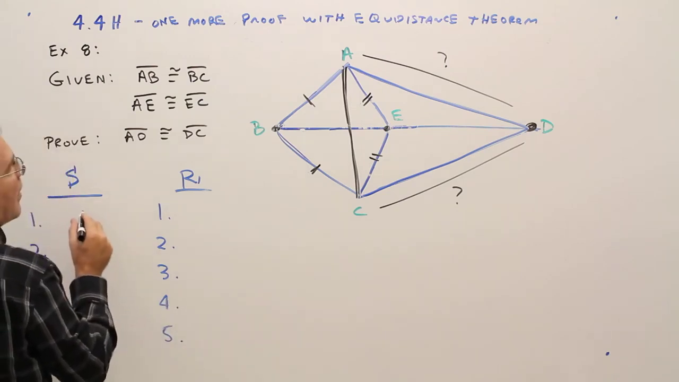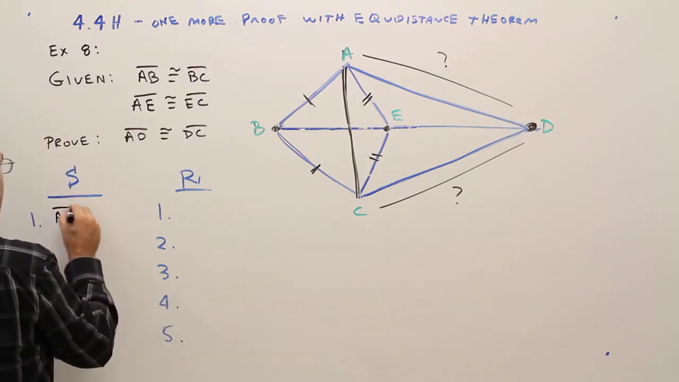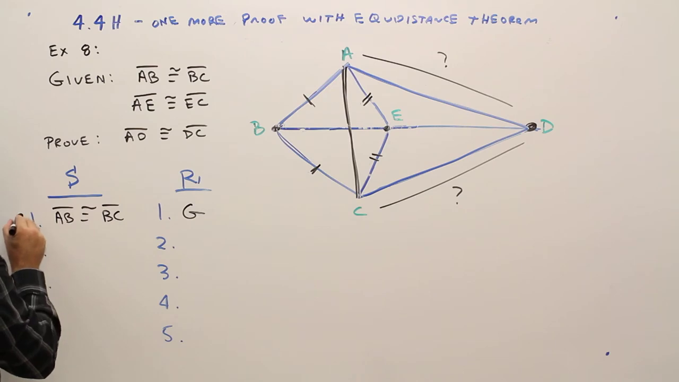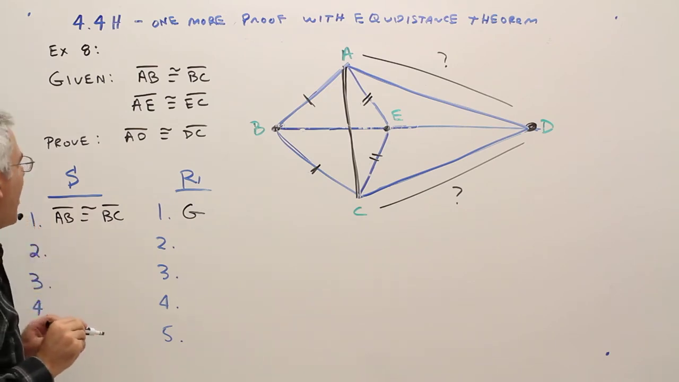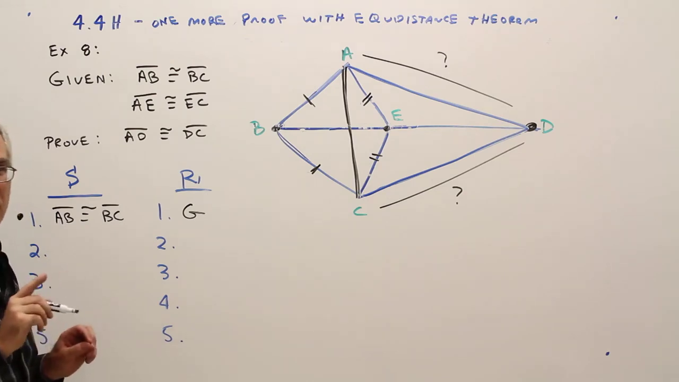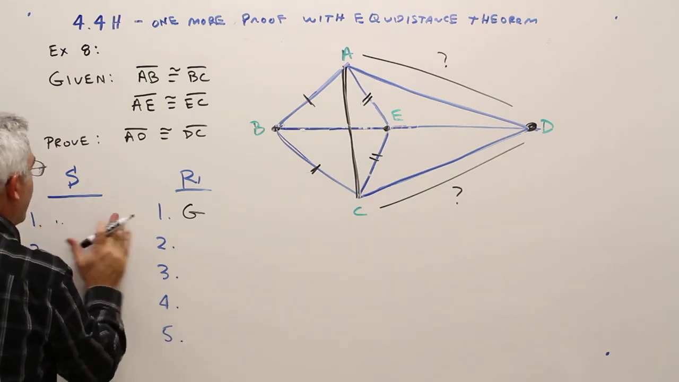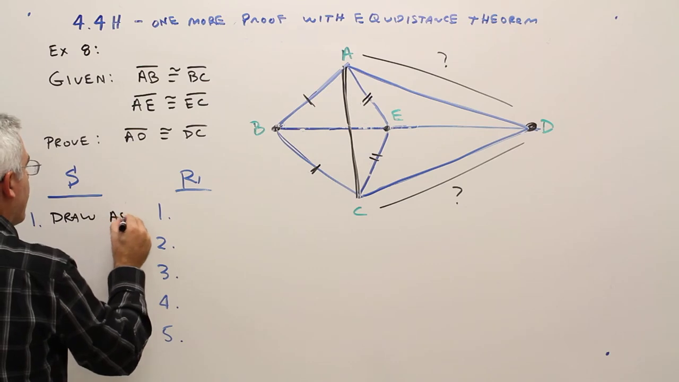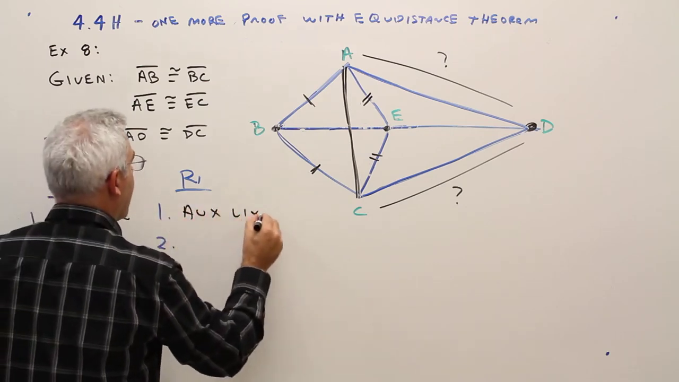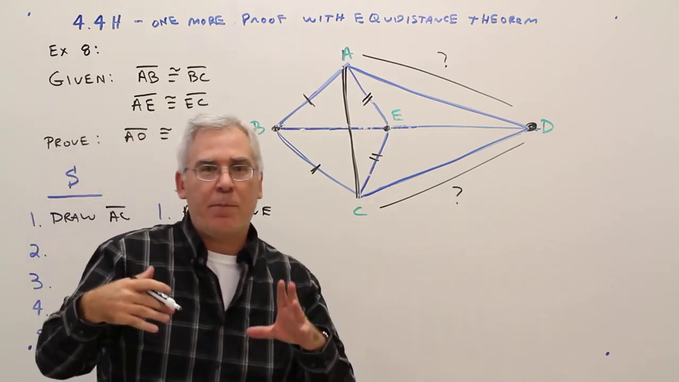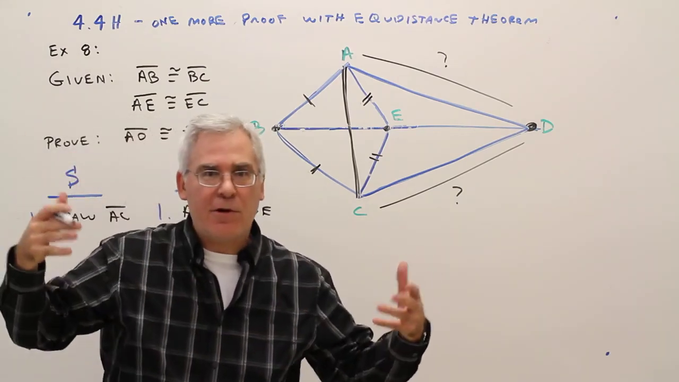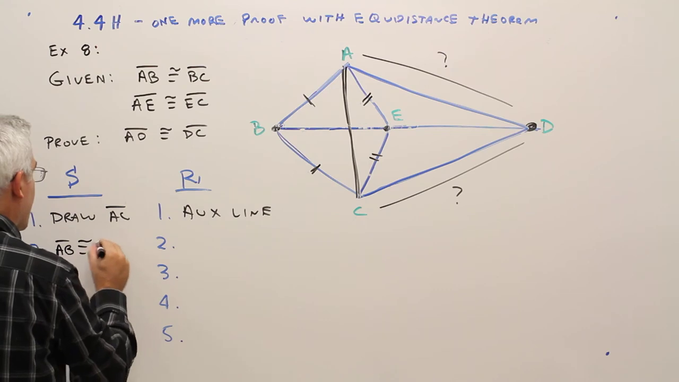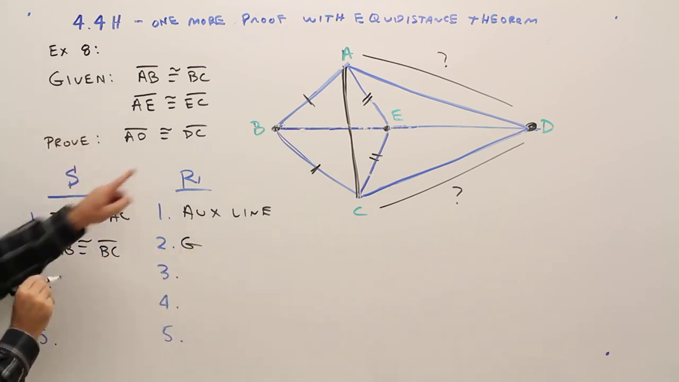Step 1, I'll just say AB is congruent to BC, given. That's one of my equidistant points. I probably should have drawn in the auxiliary line first. Let me do that first. Sorry about that. I'm going to say draw AC, auxiliary line. I always like to do the auxiliary lines in step 1 just so that the reader can see what's going on. Then I'll do AB is congruent to BC, given, that was one of my equidistant points.